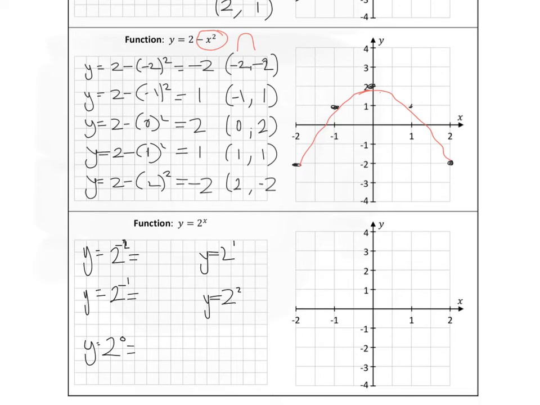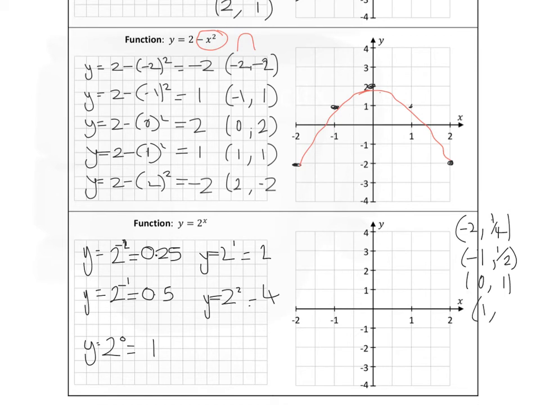Okay, so first one, when x is -2, y is 1/4. So it's actually 0.25. You can double check that in the calculator. 0.5. Any number to the power of 0 is 1, 2, and then 4. So my couples, I'll write the couples over here. When x is -2, y is 1/4. When x is -1, it's a half. When x is 0, we've got 1. When x is 1, we've got 2. And when x is 2, we've got 4.